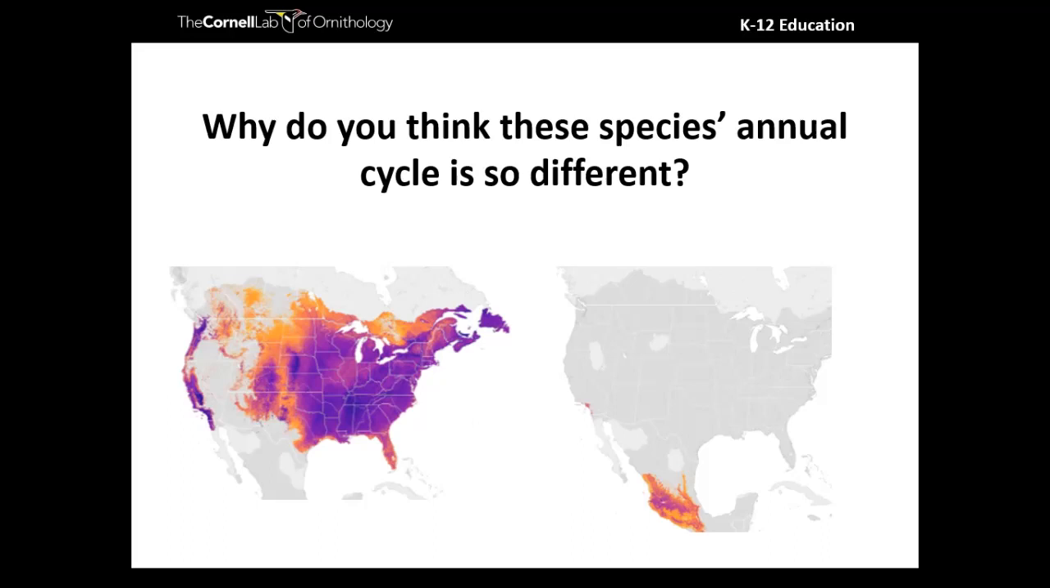Abby is guessing food. That is a good guess, Abby. Do you want to elaborate on that at all? Climate. Yeah, those two things are really tied together in this instance.